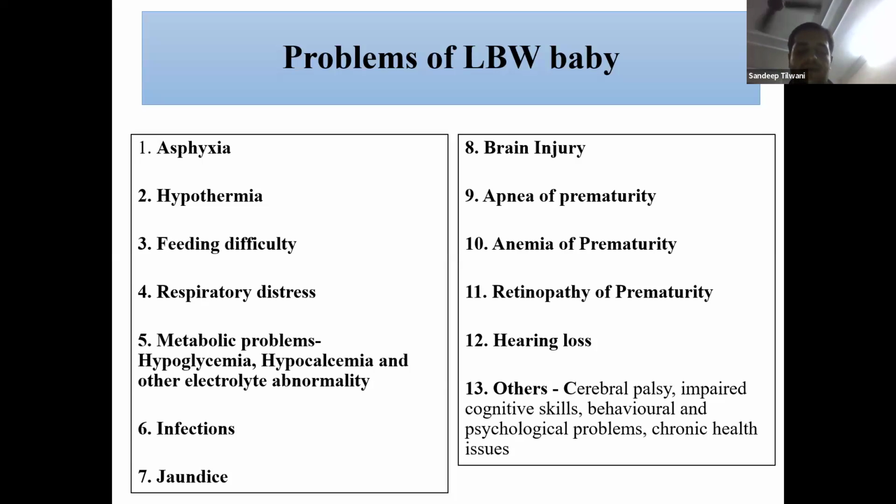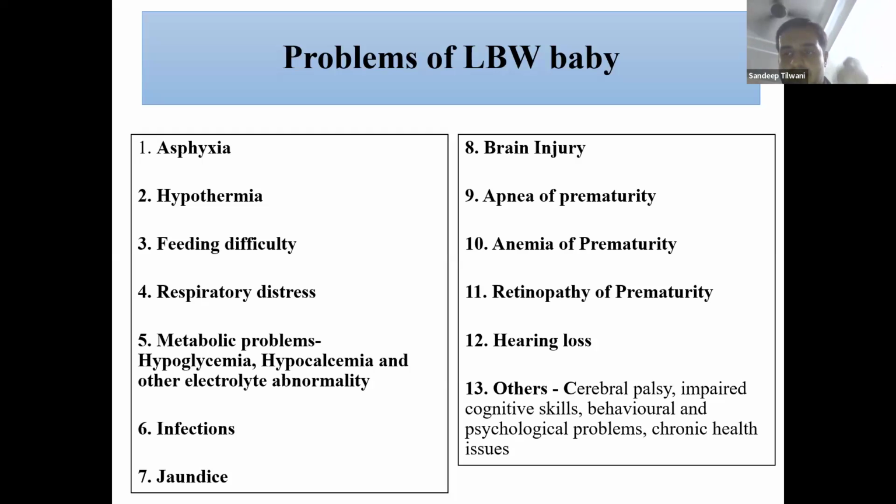Similarly, they are at high risk for developing jaundice because the liver is also immature. The enzyme systems of the liver for breaking down the RBCs and for metabolizing heme are immature, and as a result, these babies are at high risk for developing jaundice.